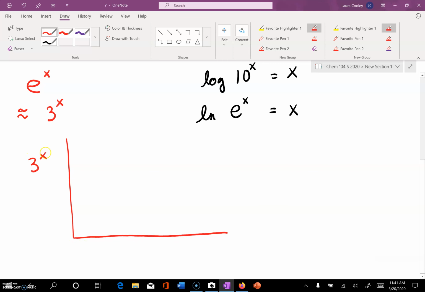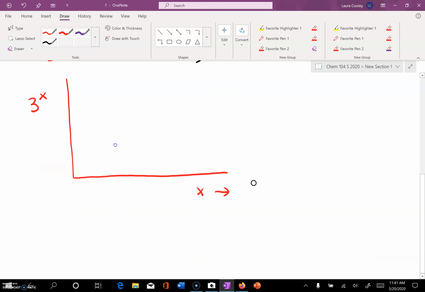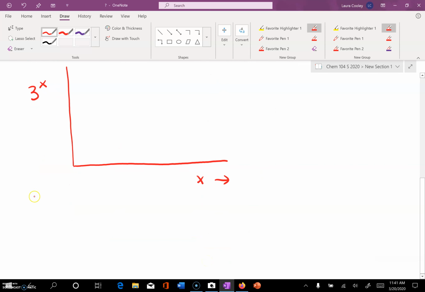So 3 to the x versus x. Let's think about that for a minute, okay? So what about 3 to the 0? Let's see, 3 to the 1, 3 to the 2, 3 to the 3. So here at 0, when x is 0, 3 to the 0 is 1. So that would be your first point.